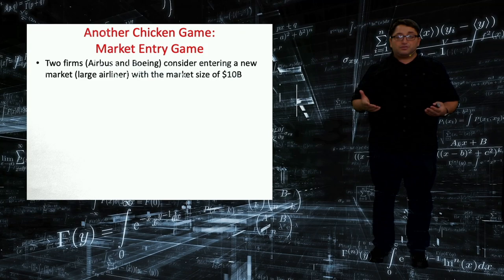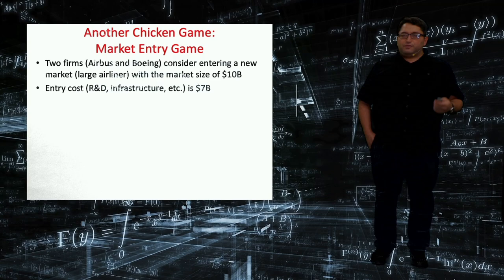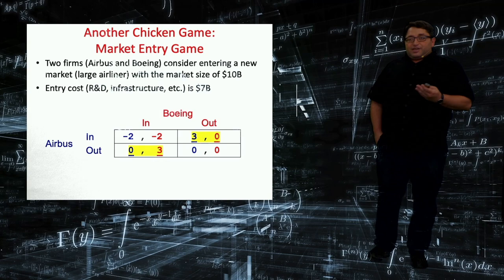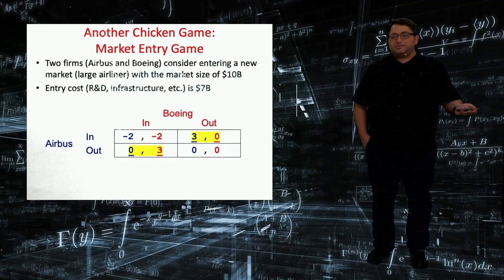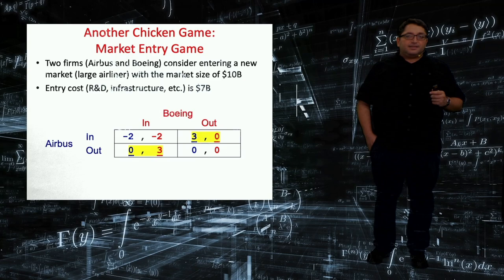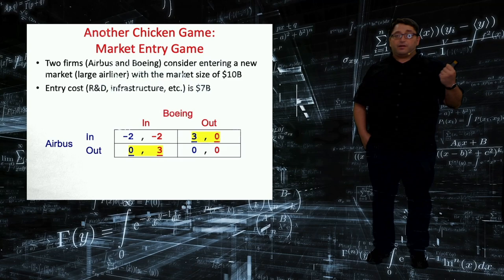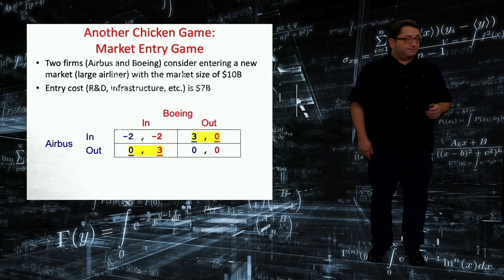So let me give you some hypothetical numbers. Suppose the market size is $10 billion, and the entry cost, which can constitute R&D, infrastructure and so on, is $7 billion. And each company has two strategies, either enter, in, or out. Okay, if you are out, you get zero regardless. If you are in, you are going to get net profit of 3, 10 minus 7, if you are the only firm in the market. Otherwise, if you also have your competitor in the market, you will share the market. The half of 10 is 5. Your revenue is 5, but your cost is 7, so your net profit will be minus 2. So that's the payoff matrix.